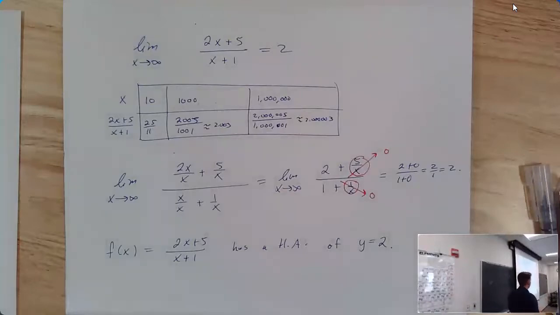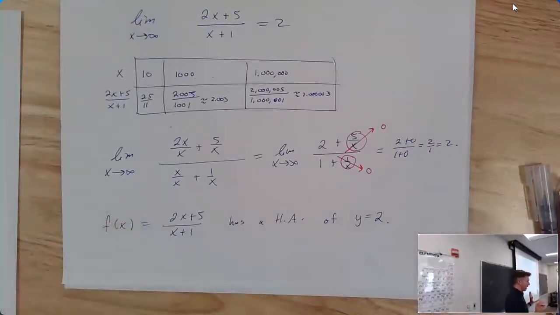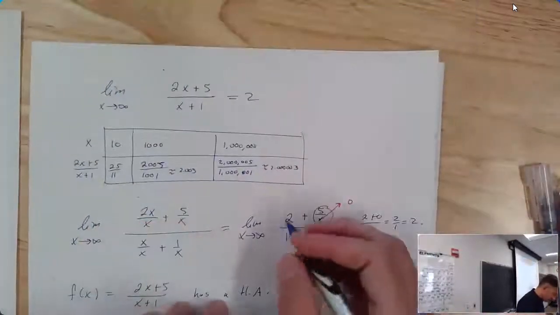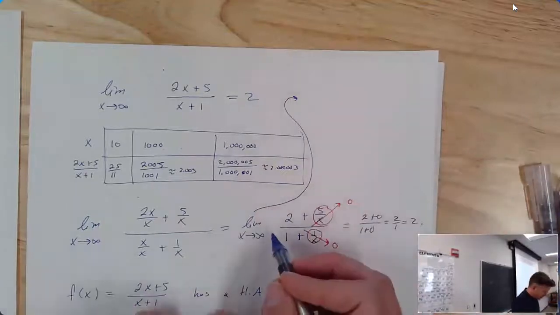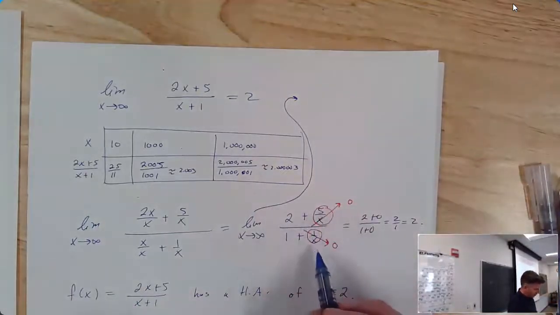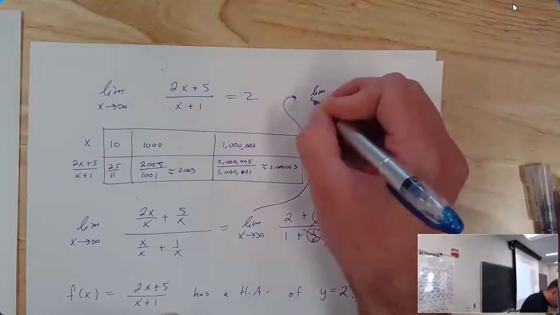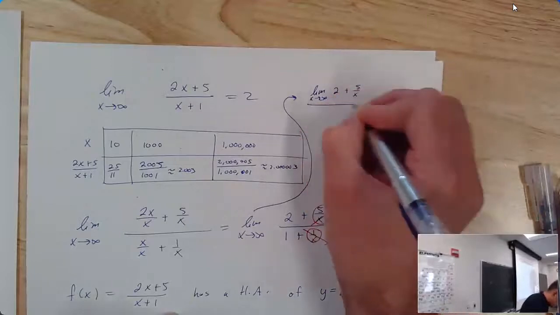So here's where I'm not showing the work, but I'm going to, of using all those limit rules that we briefly talked about. So here's kind of the work I didn't do. From here, we could say, okay, well, the limit of 2 plus 5 over x over 1 plus 1 over x is really the limit of the top part over the limit of the bottom part.